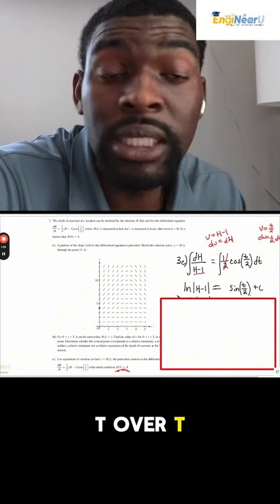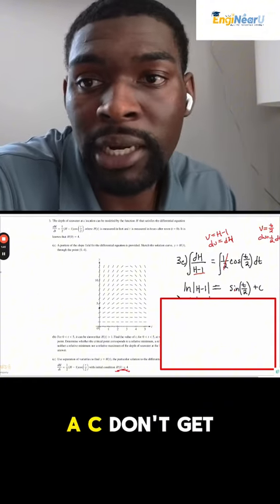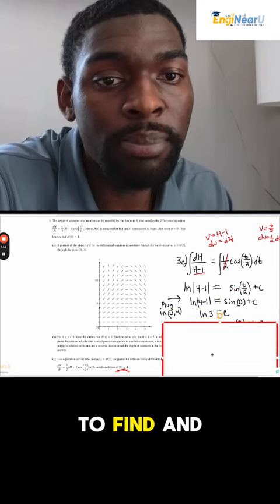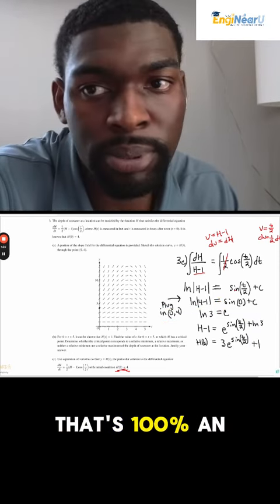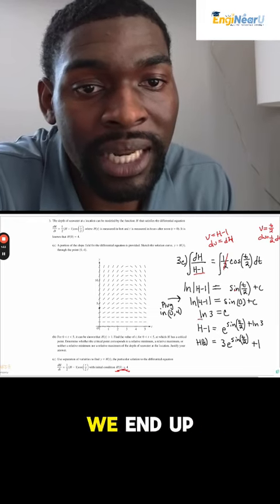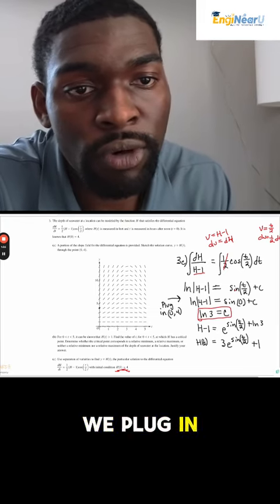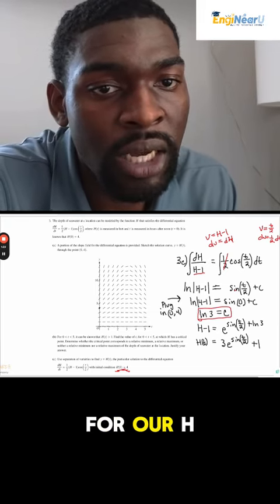We get sine of t over 2 plus a c. Don't forget about our plus c. Now, we have to plug in (0, 4) to get what our c value is. That's 100% an important step. Don't forget that. We plug in 0 for our t and we plug in 4 for our h. We get ln of 3 equals c.